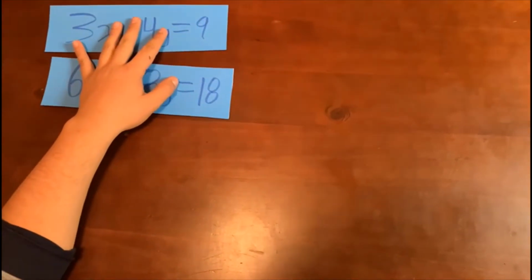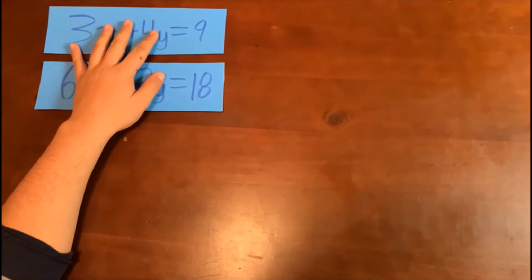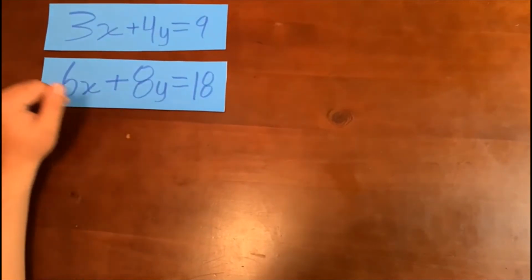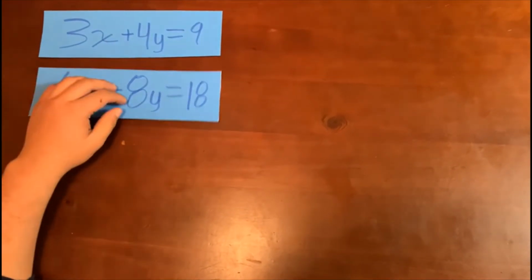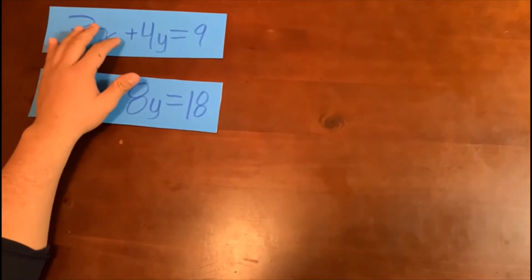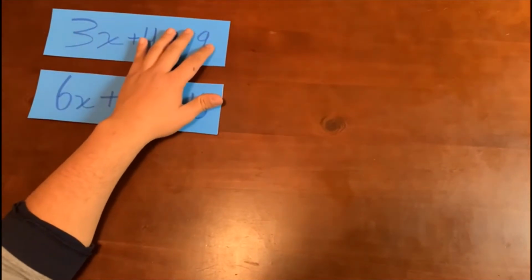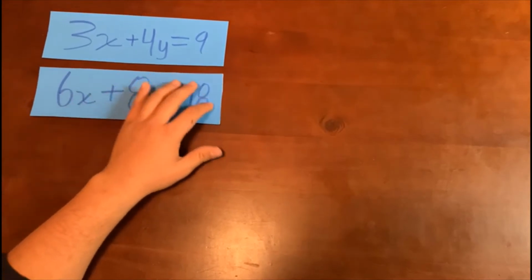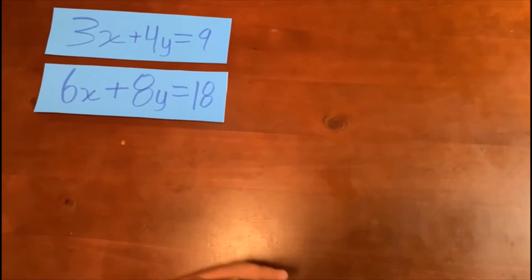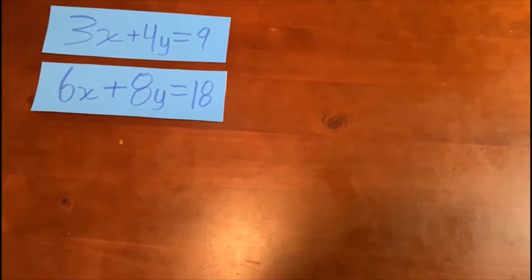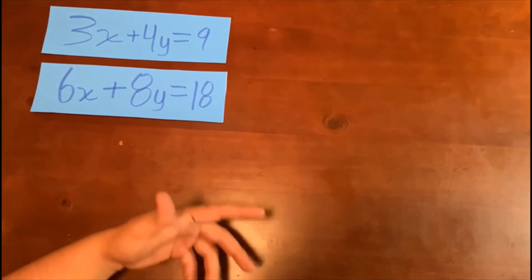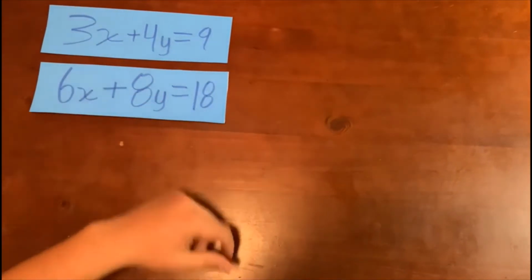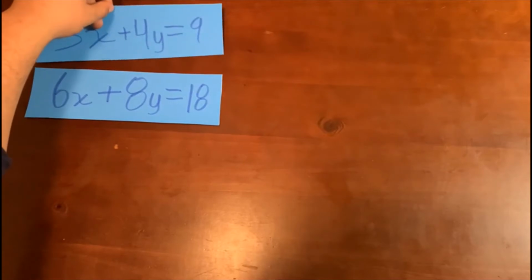In this third system of equations, we have two equations again. Our first equation is 3x plus 4y equals 9. And our second equation is 6x plus 8y equals 18. So again, we start with the same process from the last two systems of equations. So we go ahead and make it equal.